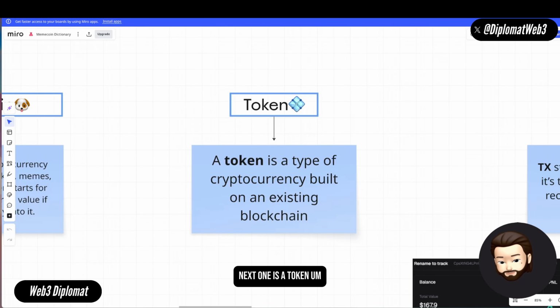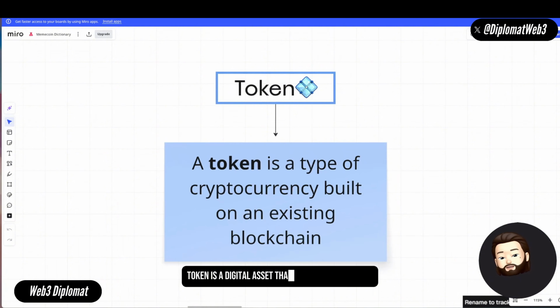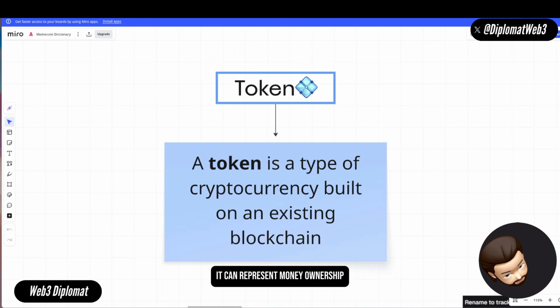Next one is a token. Token is a digital asset that lives on a blockchain. It can represent money, ownership, access, or anything of value. And you can send, trade, or use it just like real currency, but it's digital, of course. Every coin is a token, but not every token is a coin. Remember that. A coin is Bitcoin, Ethereum, Solana. That's the coins. A token is built on top of infrastructure like Pepe or SHIB. They are built on Ethereum. It's like a digital coin.